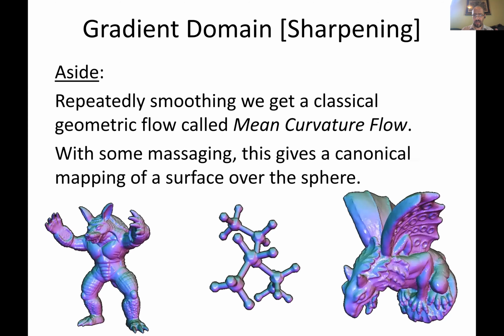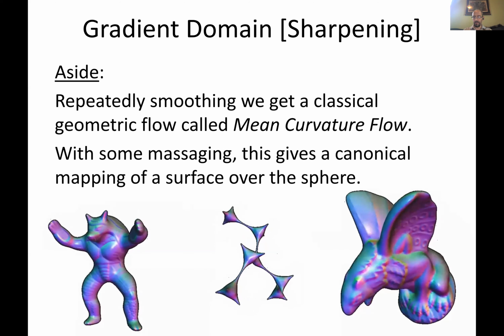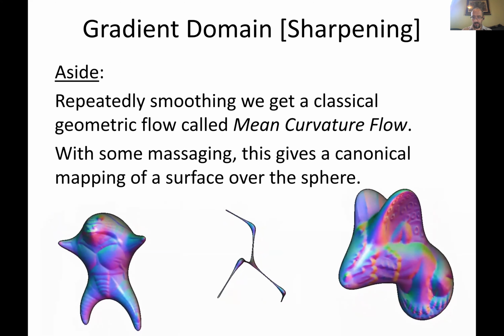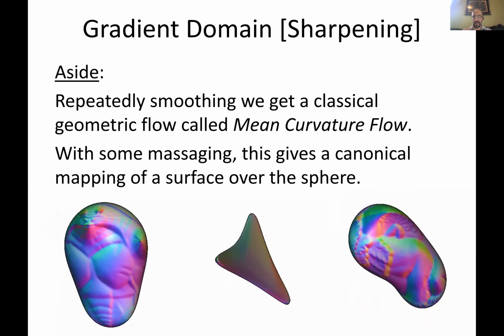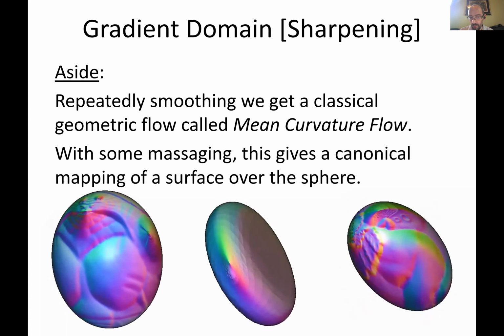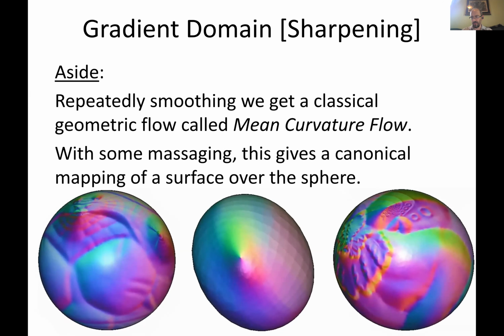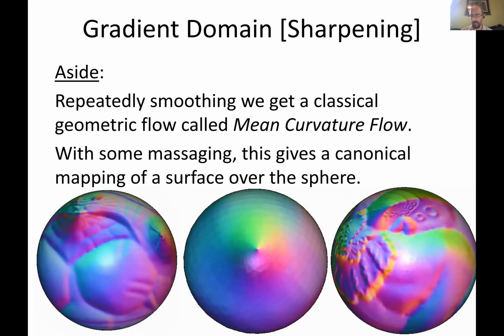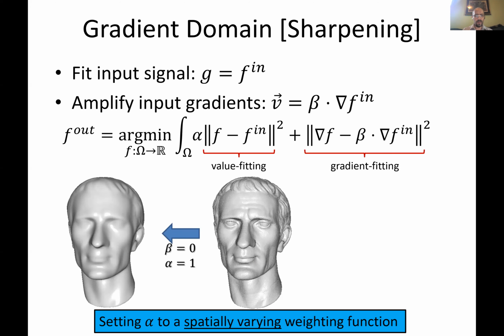It's very nice. If you adapt it a little bit, you get something nice called modified mean curvature flow that takes spherical surfaces and actually evolves them into a sphere. So you get this canonical mapping over a spherical domain. It allows you to do parameterization and cross-matching and all sorts of data transfer.